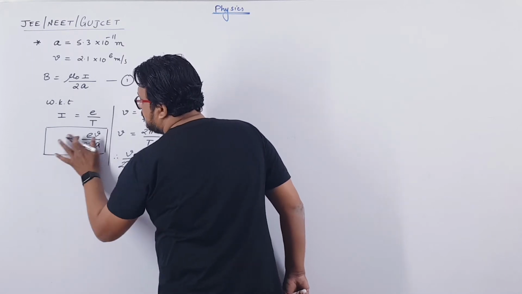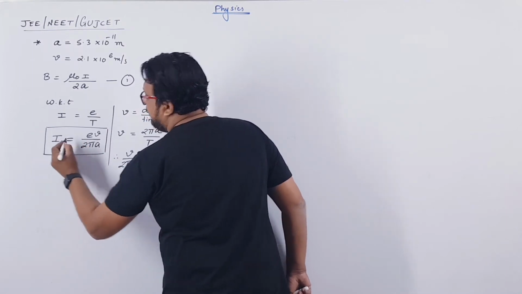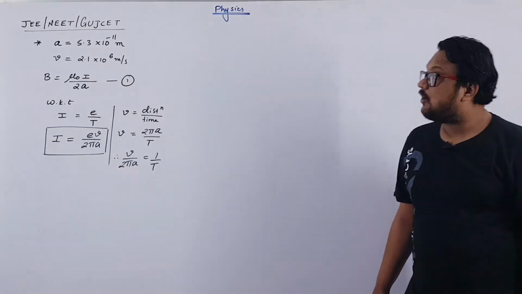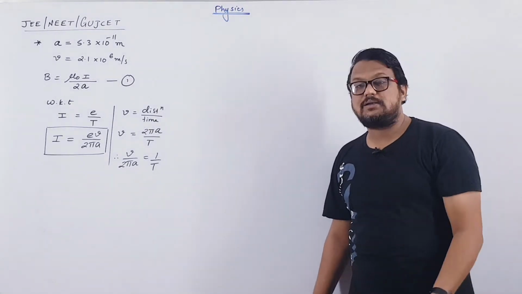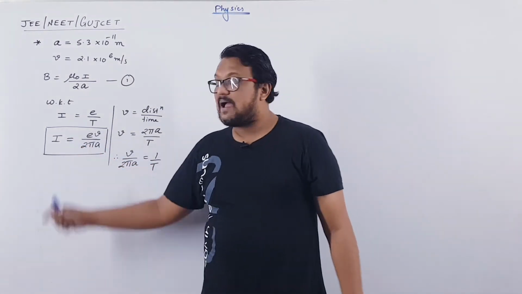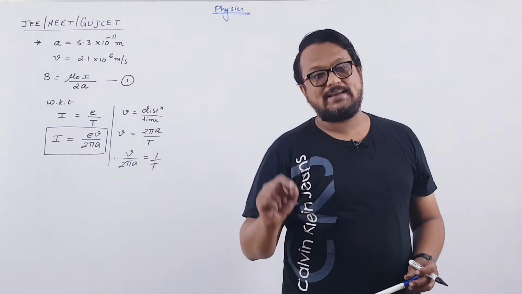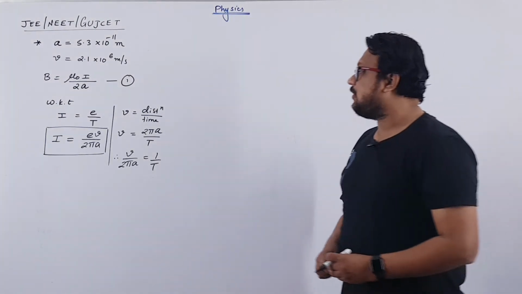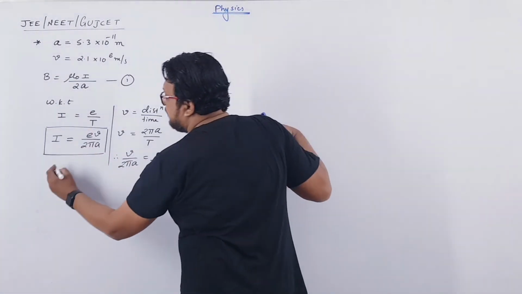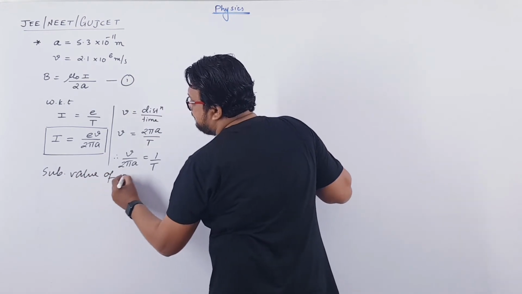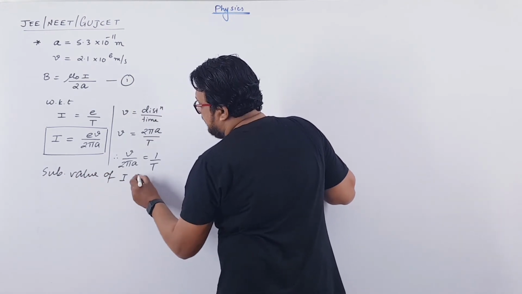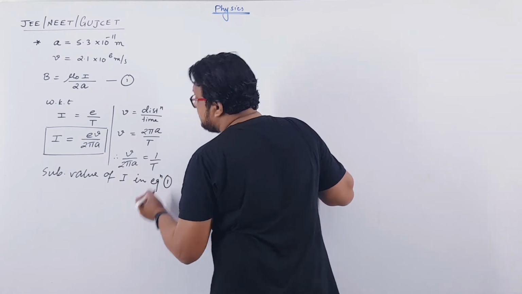So the same question can be asked like, if an electron is moving in an orbit of radius A with a speed V, then what will be the current produced by it? Then the current produced by it is given by I is equal to EV upon 2 pi A, where A is the radius of that circular path. Put this value in equation 1. Substituting the value of I in equation 1.